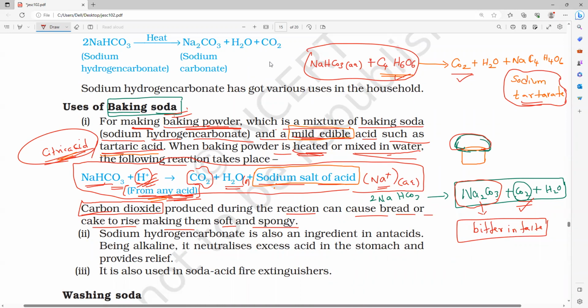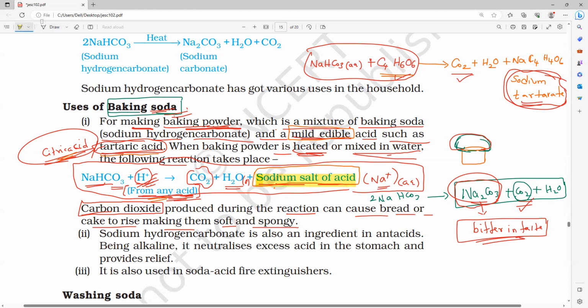That is the reason, to avoid this bitter taste, we prefer baking powder instead of baking soda. So who makes the food good in taste? The acid. The citric acid or tartaric acid, whatever it is, will react with this sodium carbonate and form a salt. What is the salt they will form? Sodium salt of acid.